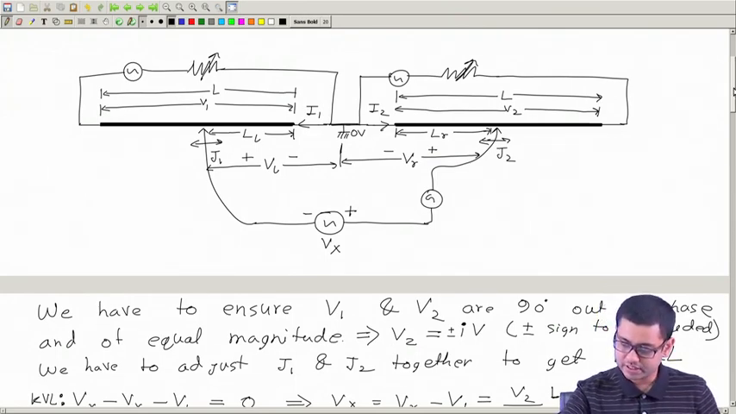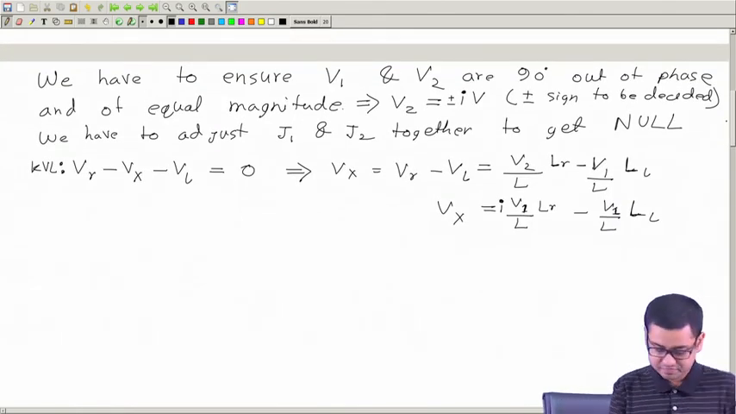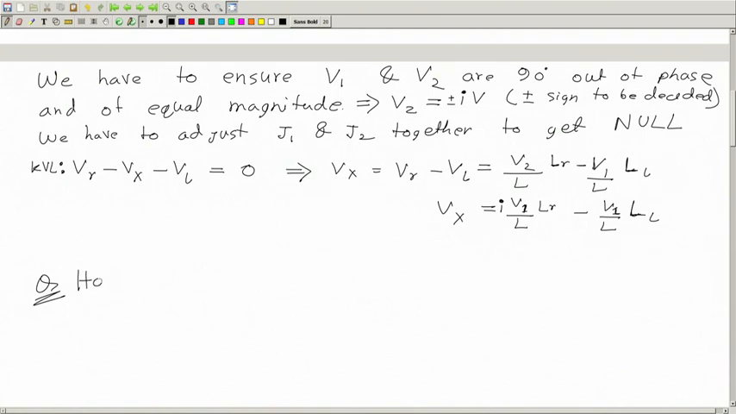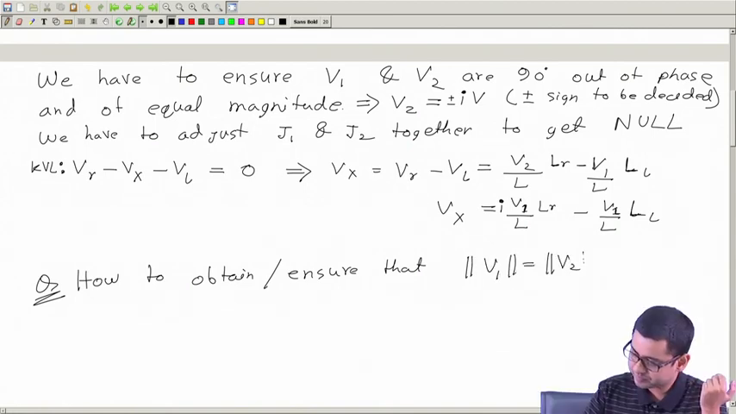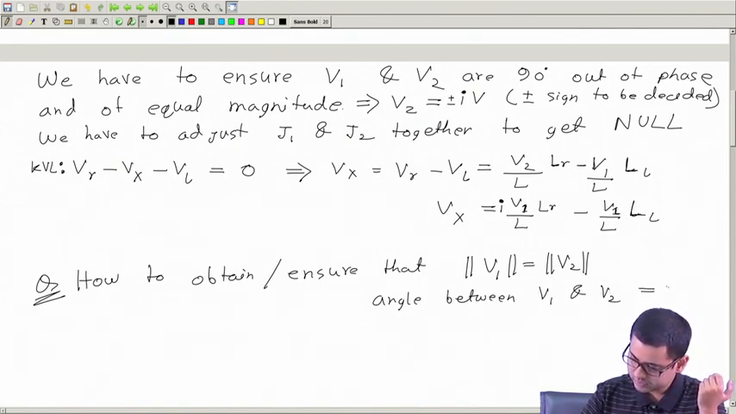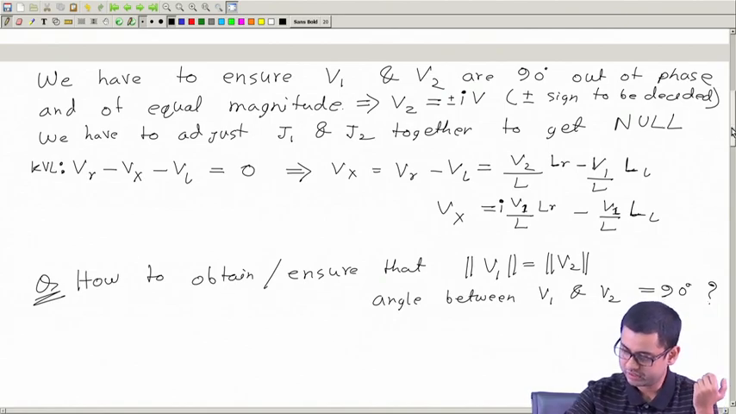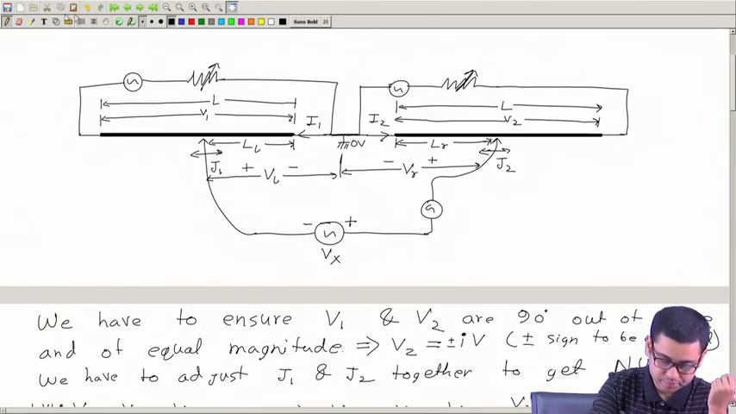So we will talk about this, but before that you may take a pause and make sure that you have understood up to this. If you have understood, then let us proceed and ask how to ensure or how to obtain or ensure that magnitude of V1 is same as the magnitude of V2, and the angle between V1 and V2 is 90 degrees. So, this is the question. Okay. So, what we will do is this.